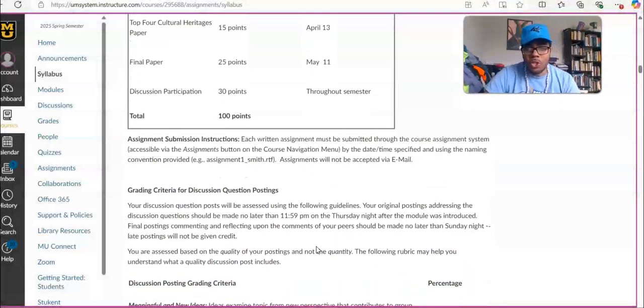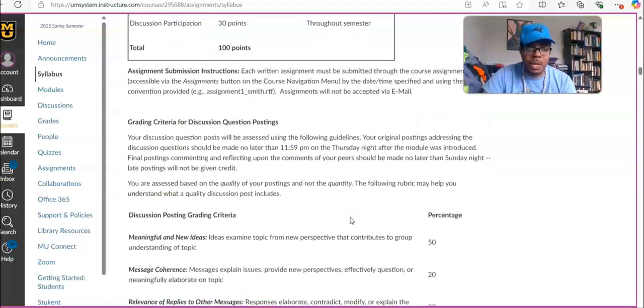Assignment submission instructions: you should just submit your assignment in the assignment submission portal. Assignments will not be accepted by email. Please do not email me your assignment.